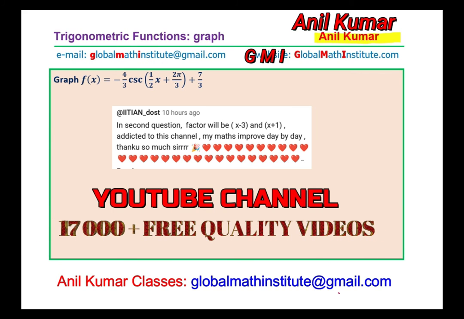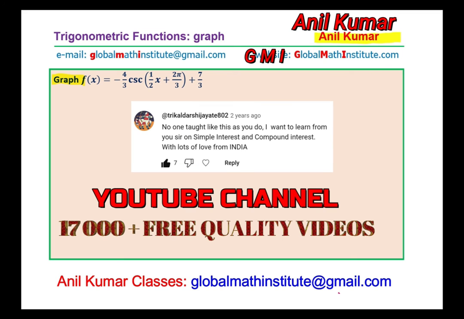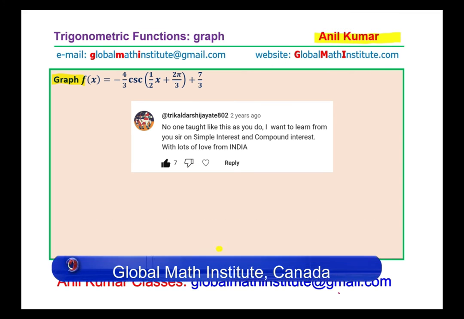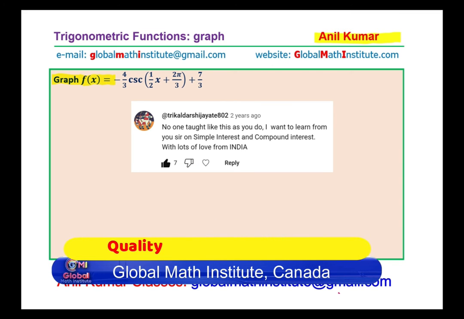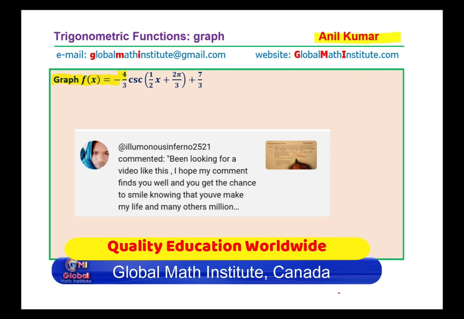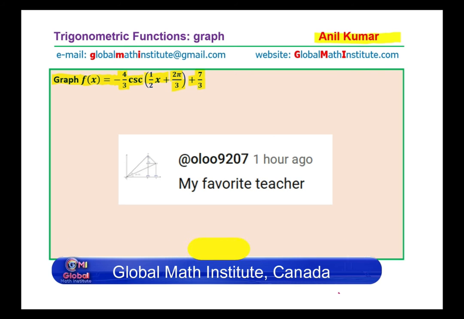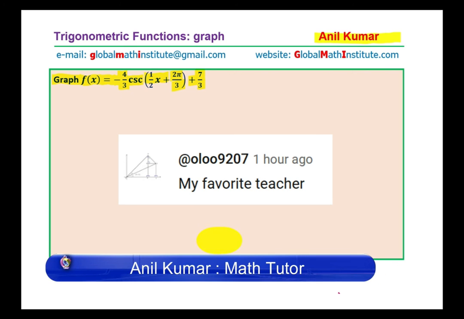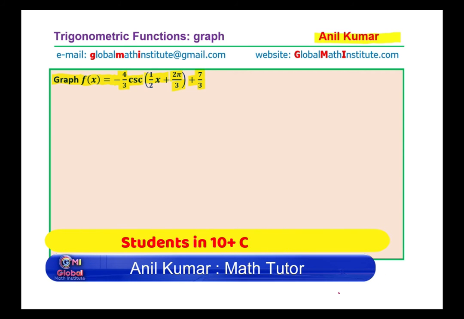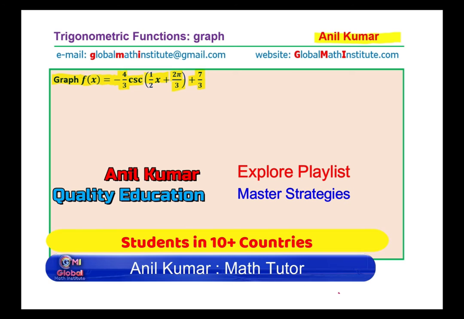See, all these steps are involved in graphing a trigonometric function, reciprocal transform trigonometric function, which is given to us as f of x equals minus 4 over 3 cosecant half x plus 2 pi by 3, plus 7 over 3. It involves a lot of fractions and many things to do before we start graphing this cosecant function.